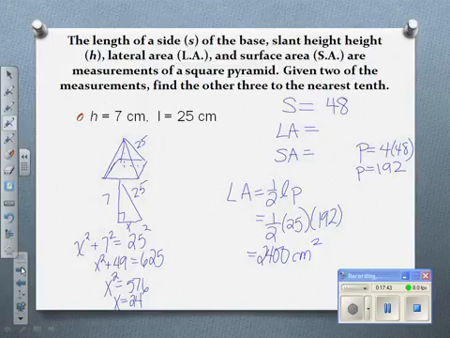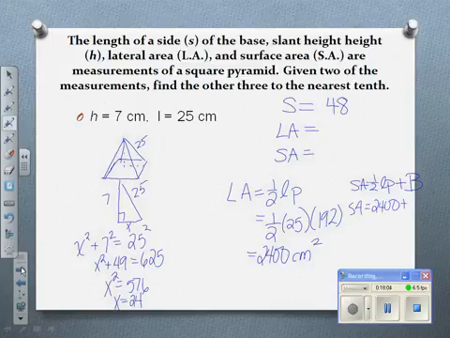And then my surface area, to find that, it's 1/2 LP plus the area of the base. And so we already have our 1/2 LP, which we said was 2,400. The area of the square is going to be 48 squared. So it's going to be 2,400 plus 2,304 for a grand total of 4,704 square centimeters.